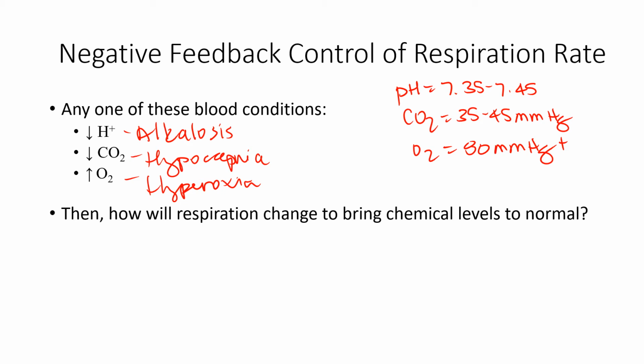All right, so if you breathe more slowly, what happens to the levels of CO2 in your bloodstream? You'll retain more. That'll fix the hypocapnia problem. If you breathe more slowly, you also retain more hydrogens. That'll help out with the alkalosis problem. It'll bring your blood pH back to normal. So the goal here with any one of these three conditions is to slow your respiration rate. We call that hypoventilation.